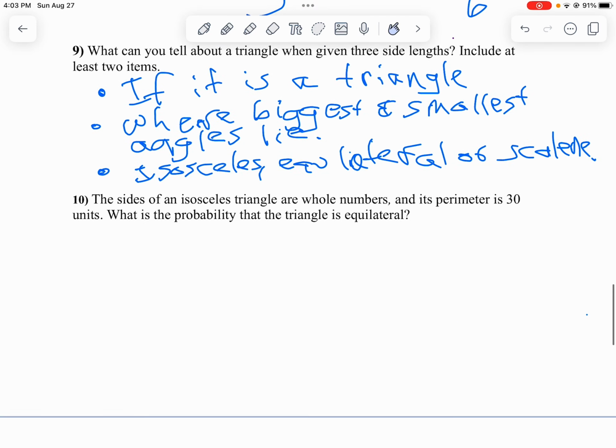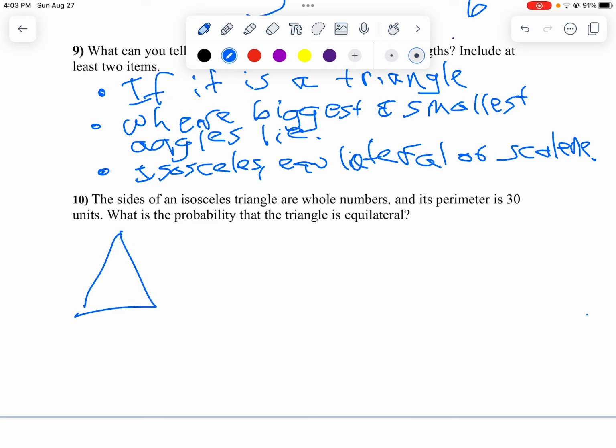Now, if we take a look at number 10, we have an isosceles triangle that has whole numbers, and we know its perimeter is 30. What's the probability that the triangle is equilateral? Well, let's start here. We know if it's equilateral, it would be 10, 10, and 10. That would give me an equilateral triangle.